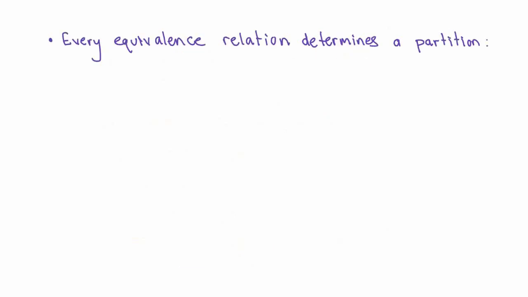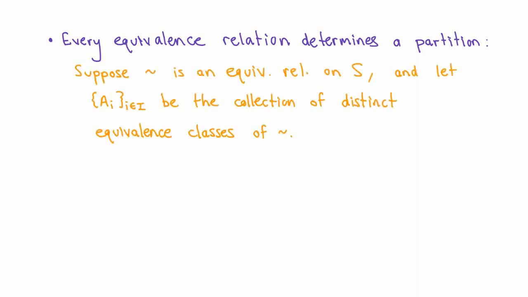Finally, we want to prove that when we have an equivalence relation on a set, the equivalence classes determine a partition of the set. So let's suppose that we have an equivalence relation on a set, and let's let A_i, for i in I, be the collection of distinct equivalence classes for this equivalence relation. Now, to show that this is a partition, we need to show three things.